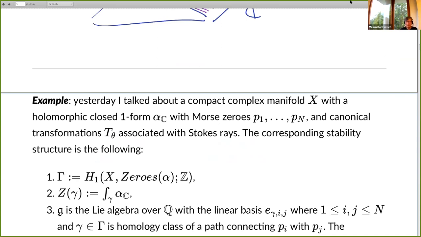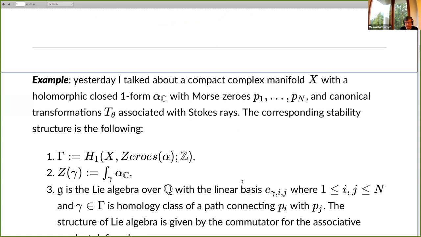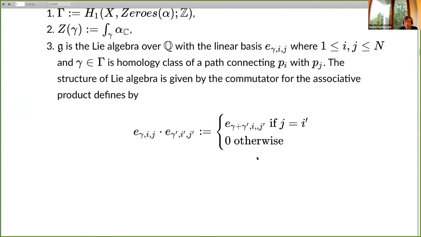So the lattice is the first homology of the pair X and the set of zeros, which are my points p1 up to pn, with coefficients in integers. So it's homology classes of paths connecting points, roughly, or linear combinations of them. What is the central charge? If you have a path, you can integrate your one-form and get a number. So you get a map from gamma to C. What is the Lie algebra? That's the main point. The Lie algebra is over the rational numbers, and it has a linear basis where the element of the basis is a triple: I have two indices, i and j, labeling my zeros, which could coincide or could be different, and gamma is a homology class of a path connecting p_i with p_j.